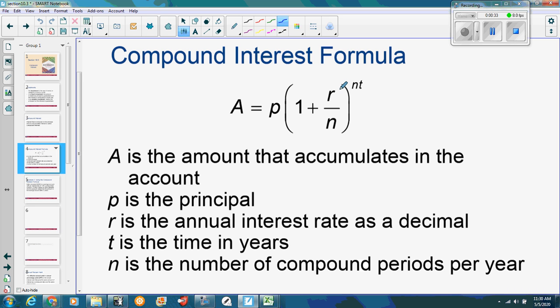And it's 1 plus, this is the rate written as a decimal. This is how many times it's compounded. That's what's changing it. The compounding goes up here, and then times the time in years. So notice N is per year, and T is in years. So you have to make sure they're in the same units, and it's an annual interest rate.